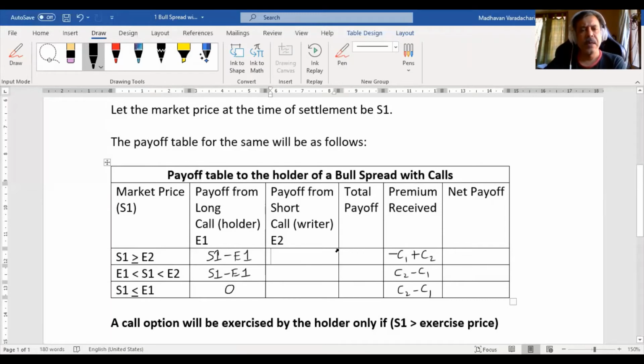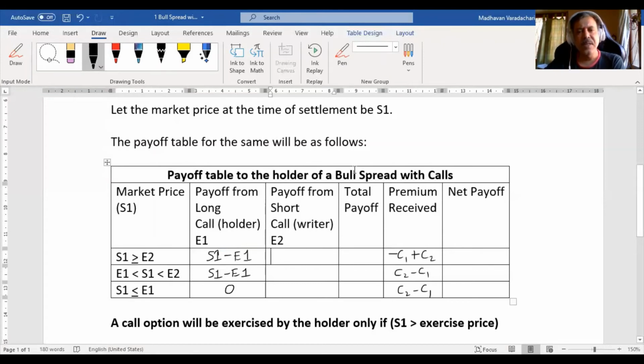Now here, I sold the call option to someone. So in this case, I'm the writer because I'm selling it. So I'm not the holder of this particular call option. The person to whom I have sold it is the holder of that particular call option. So whether he will exercise or not, we will have to see. His exercise price is E2 and this market price is larger than his exercise price. So he will definitely exercise and his profit will be S1 minus E2.